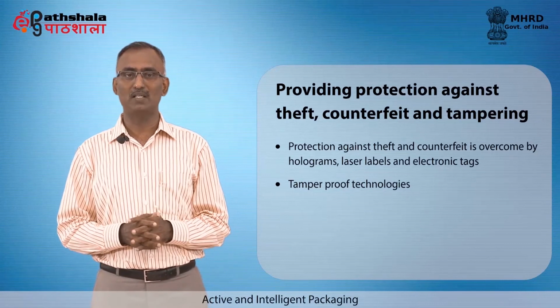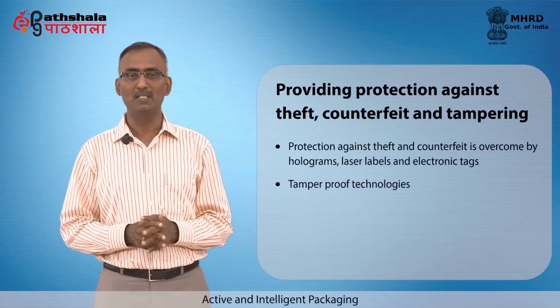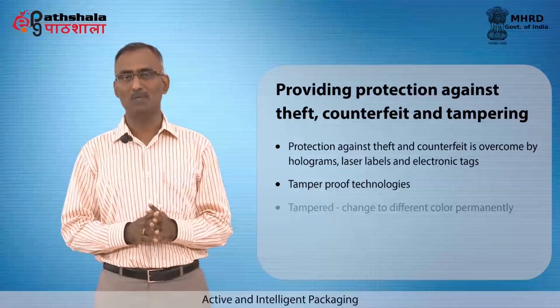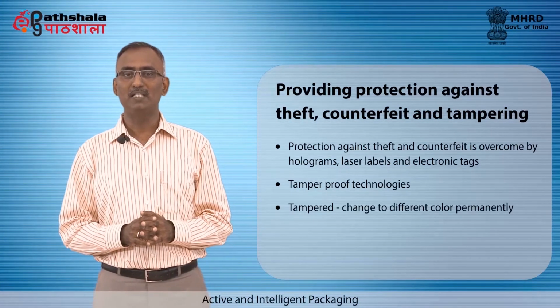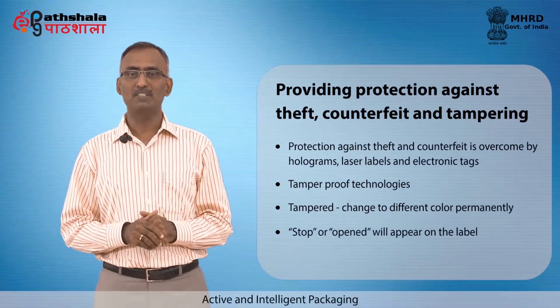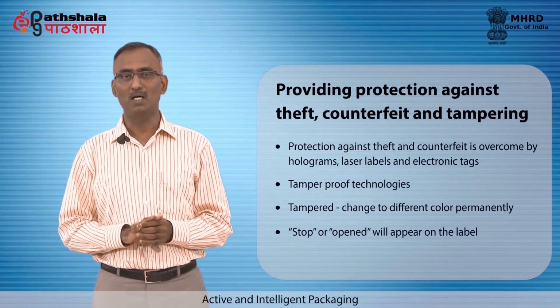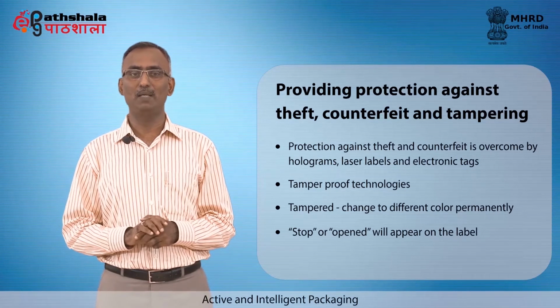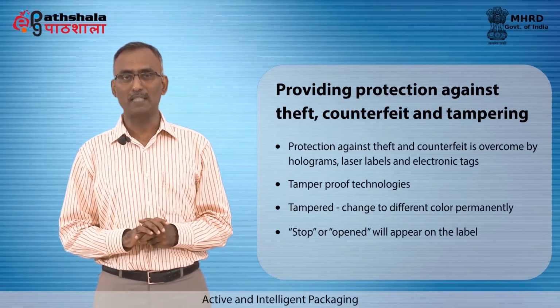Tamper-proof technologies are developed based on labels that will be transparent normally. When they are tampered, they change to different color permanently. In some of the labels, messages such as stop or opened will appear on the label, which indicates they are tampered.